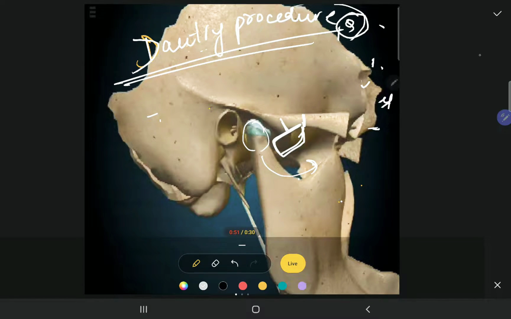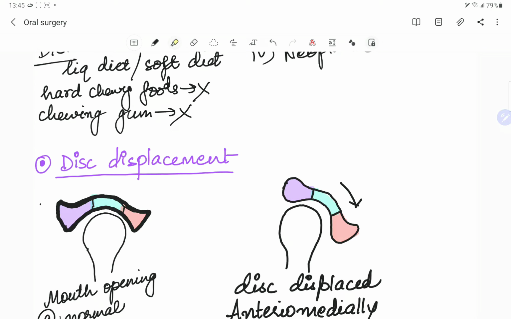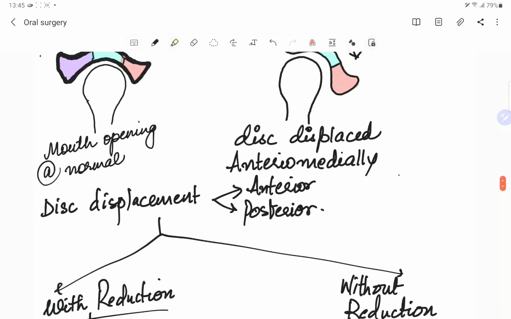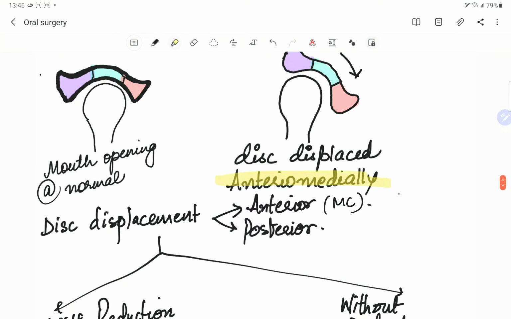Now I think you understood the temporomandibular joint dislocation, and you have understood the disc displacement and both of these terms. This displacement is the internal derangement of the disc. The disc is usually displaced in the anterior direction, it can be displaced anteriorly or posteriorly, but usually we see anterior disc displacement, which is most common. So, it is displaced anteromedially.